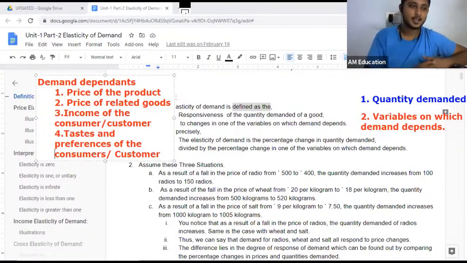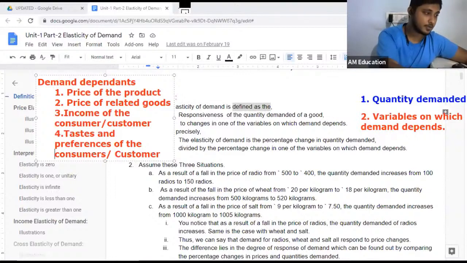So as the taste and preference of the consumers change, the demand for any product could change. The taste and preferences of the consumer also will influence the demand for any product.